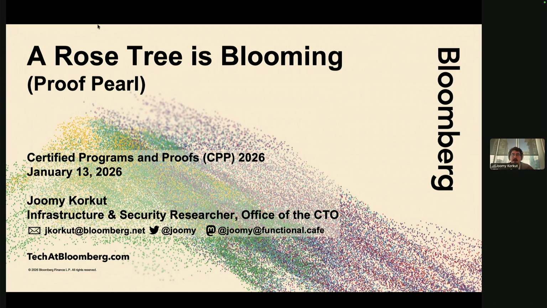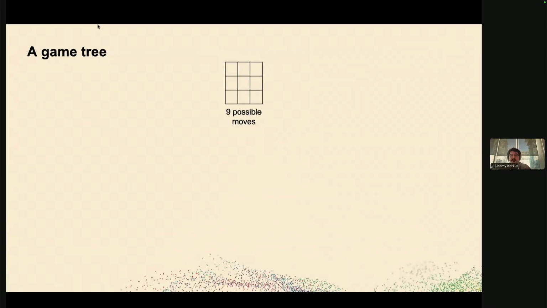Hi, everyone. I'm Joomy. I'm a researcher at Bloomberg's CTO Infrastructure and Security Research Team in New York City. Today, I'm going to present to you a proof pearl about game trees, implementing game trees as rose trees in functional languages, particularly Rocq, the proof assistant, and more importantly, recursively building game trees correctly. So let's start with the very basics.